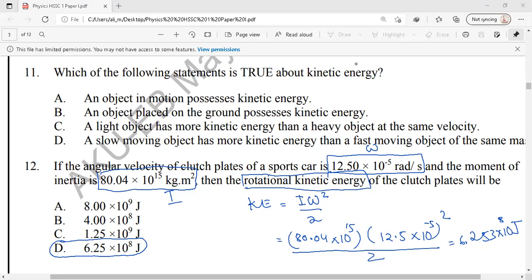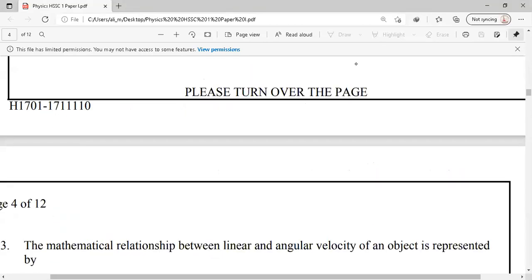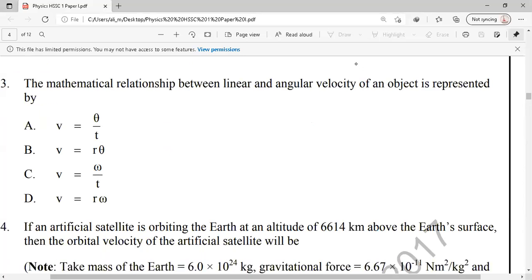Then we have question number 13. The mathematical relation between the linear and angular velocity of an object is represented by which formula? As we have seen, the linear velocity is represented by v and the angular velocity is represented by omega. So the relation between them is v equals r omega. That is the correct answer, option D.